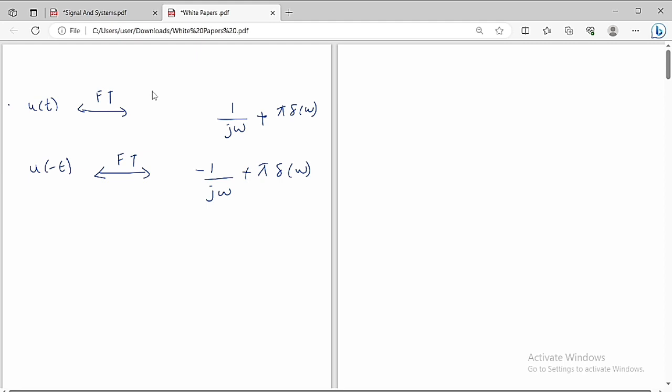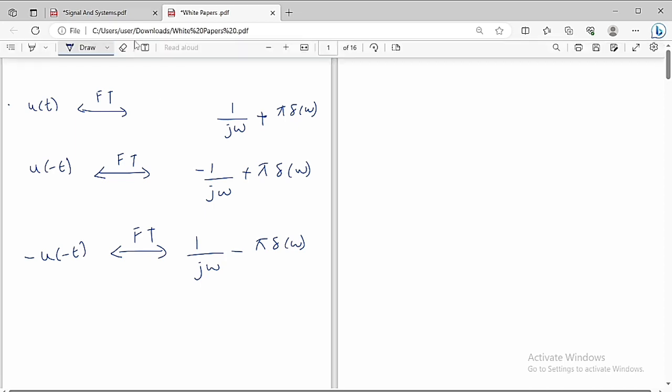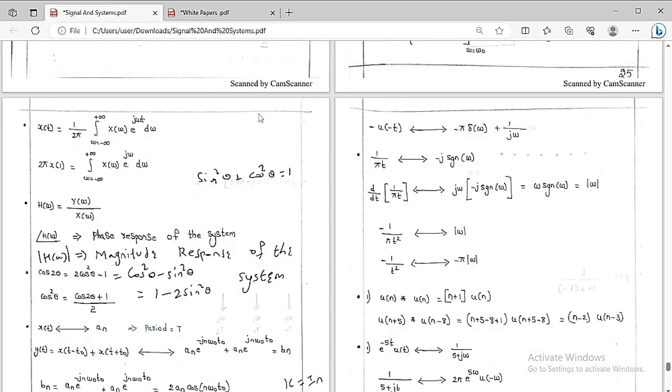Now again multiply by minus on both sides. Then what are you going to get? 1 by j omega minus pi into delta of omega. So minus pi into delta of omega plus 1 by j omega, same thing. So minus u of minus t has the Fourier transform minus pi into delta of omega plus 1 by j omega.